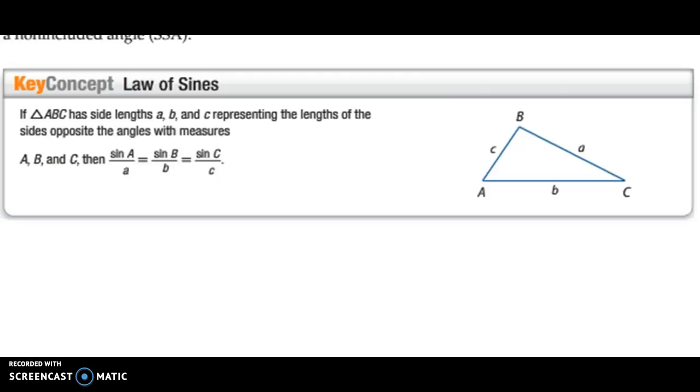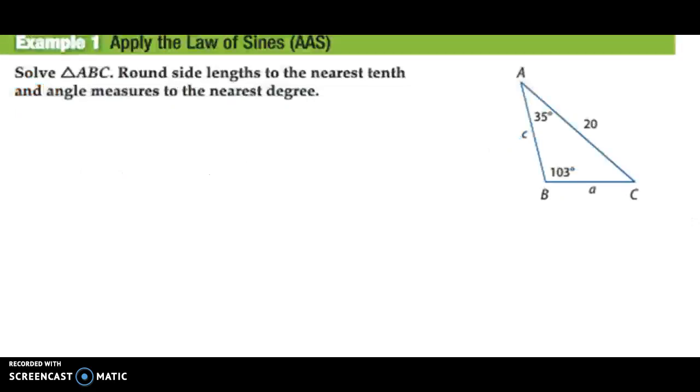Law of sines says this: if you have some triangle ABC and side lengths across from angles A, B, and C, then the sine of A over the side A is equal to the sine of B over side B, equal to the sine of C over side C. So we can use that to find angles and/or side lengths.